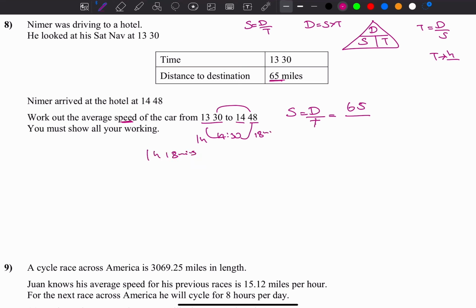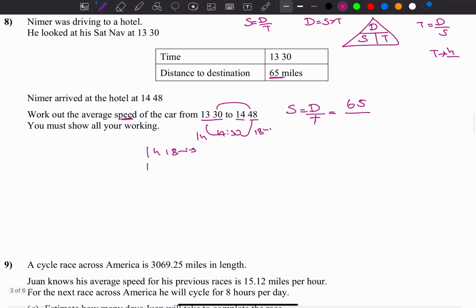But remember, I can't deal with 18 minutes. I need hours anyway. So for the 18, I'm going to divide by 60. 18 divided by 60 is 0.3. So it's 1.3 hours, because the 1 comes from here, and this is 0.3. 65 divided by 1.3, that's your time, which will give you 50. The unit is miles per hour, and they're not going to ask you about the units on this one. That's the answer, 50 miles per hour.